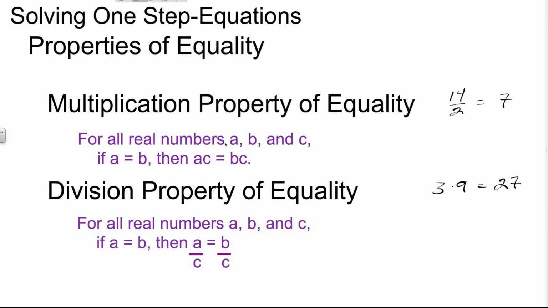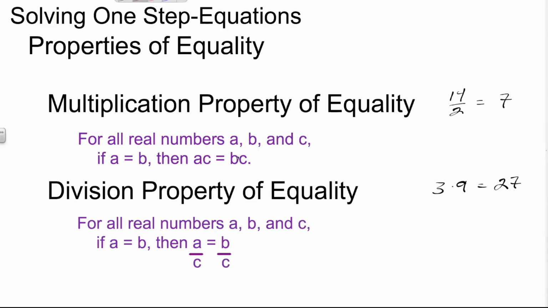Solving one-step equations, here we have some properties of equality. The first one we're going to look at is the multiplication property of equality. For all real numbers a, b, and c, if a is equal to b, then a times c is equal to b times c. In essence, whatever you do to the left side of an equation, you have to do the same exact thing to the right side of an equation.